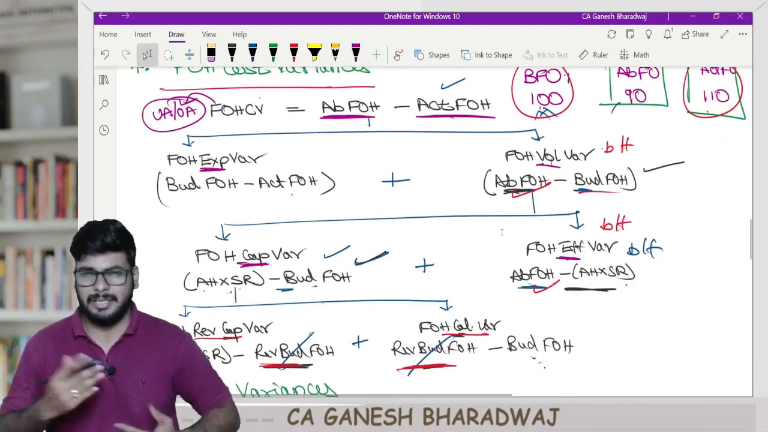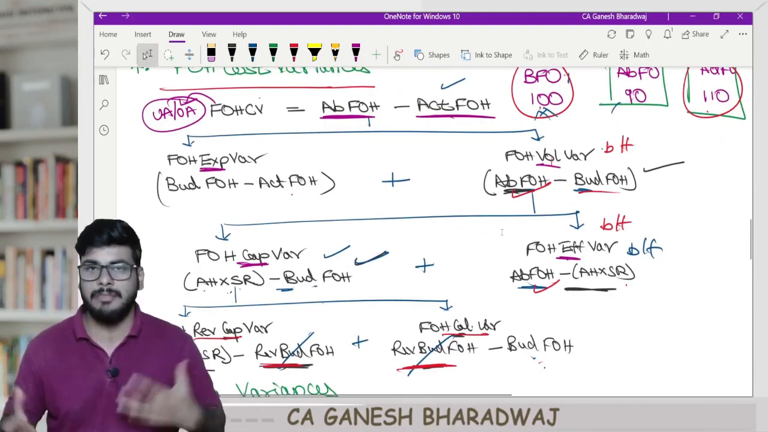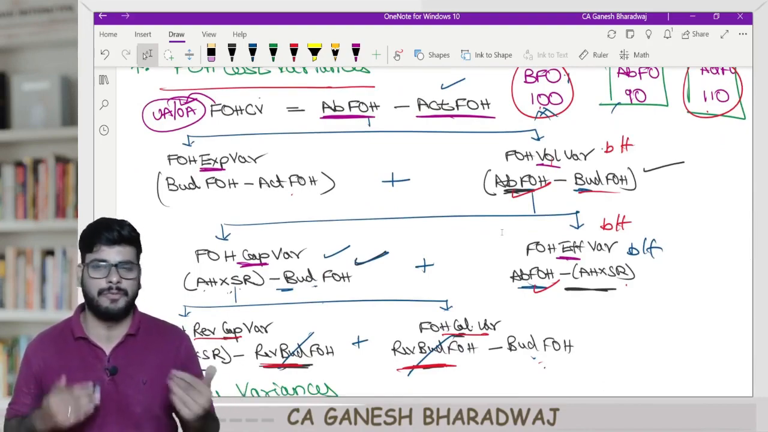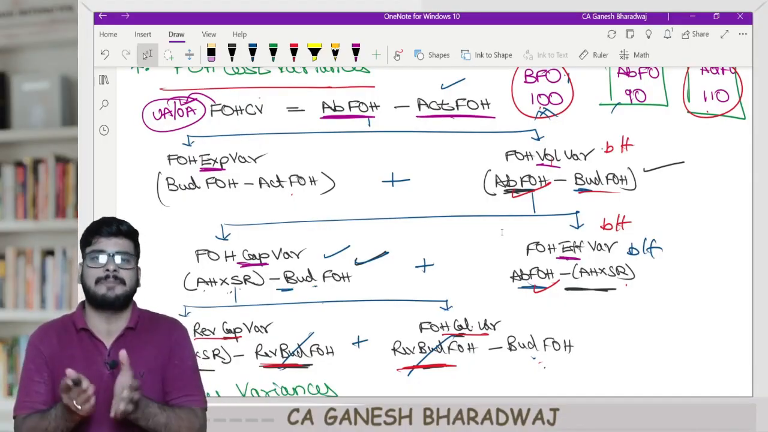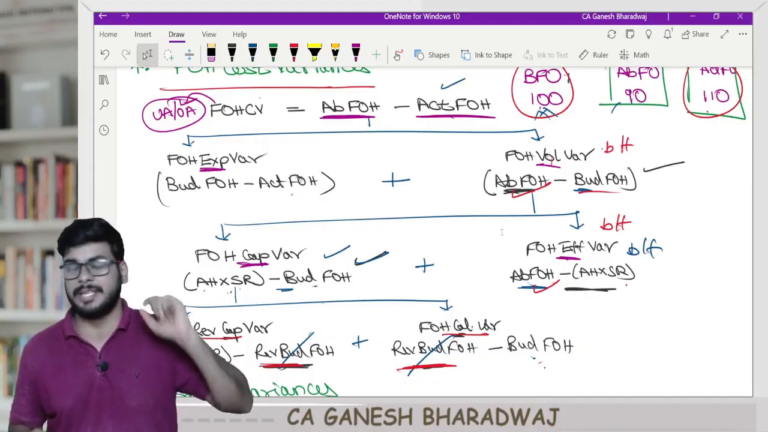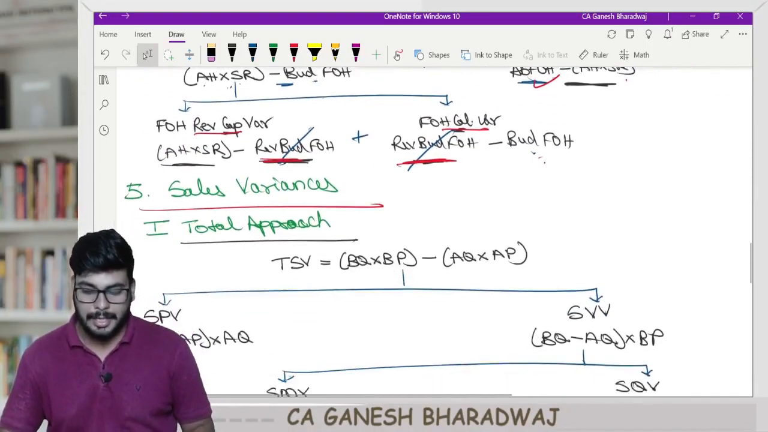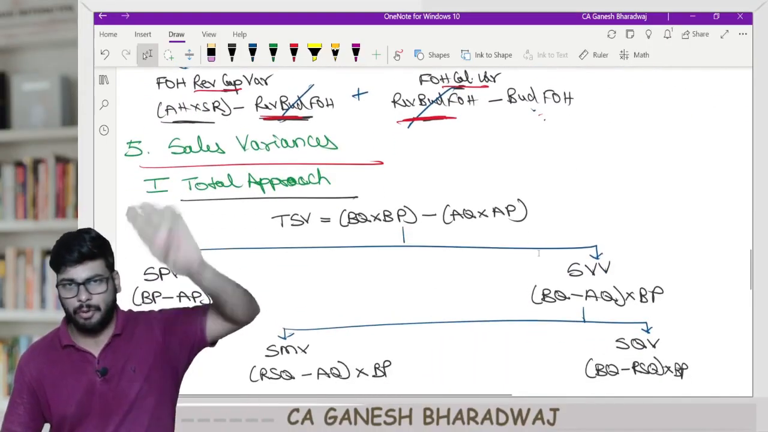Generally we take a lot of time in doing this fixed overhead cost variance, about 4-5 hours. But here, since this being a revision marathon, I have just subsumed it and I'm presenting it in a capsule so that it's easy for you to revise it. Clear with this, guys? Right, now let's move on to the next one. That's about the 4 cost side variances.